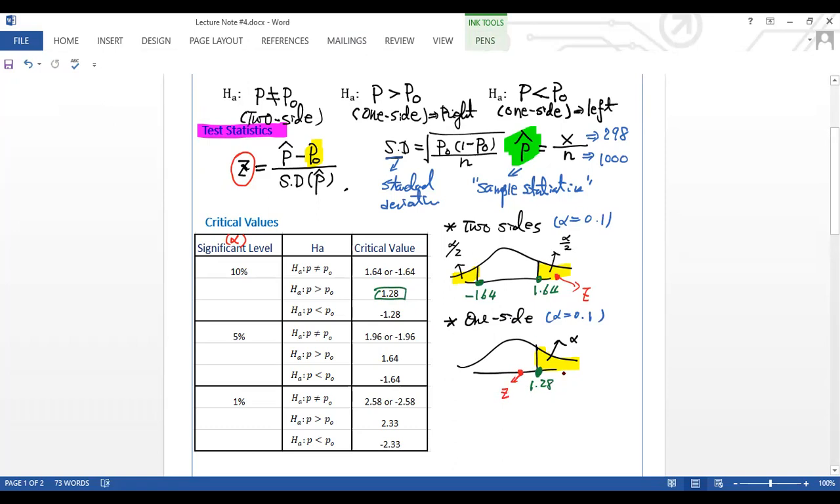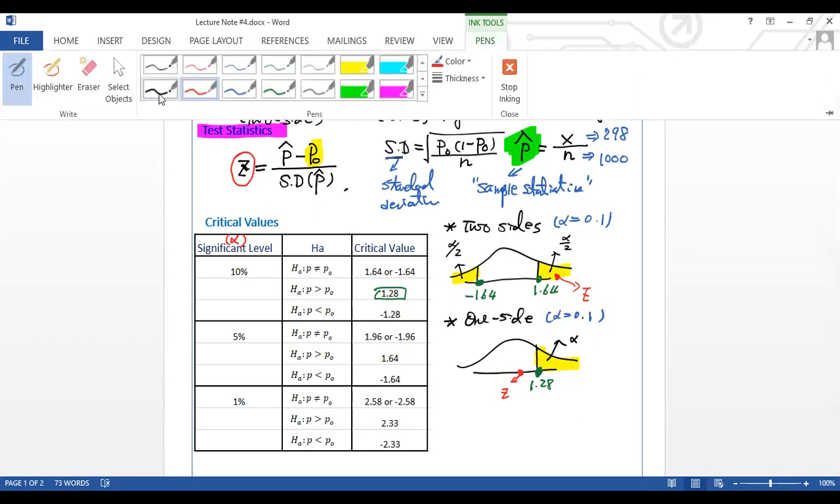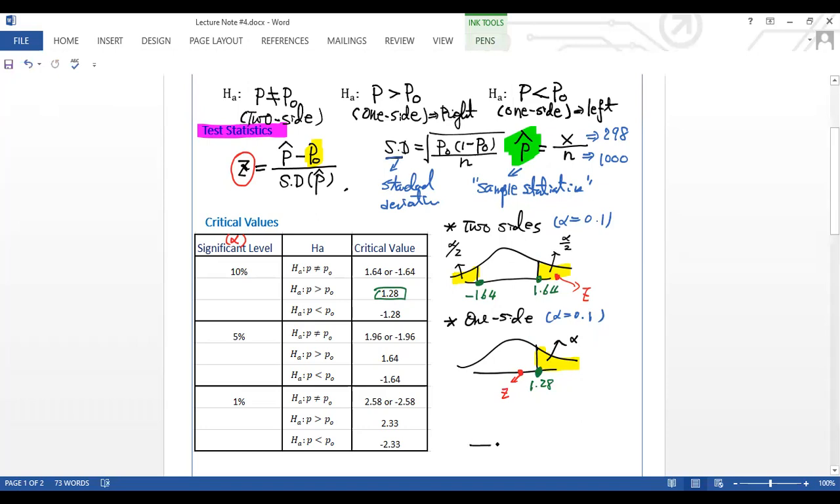In the same way, if you calculate z and here's your calculated z value, it's not inside the rejection region, the yellow area. So we fail to reject the null hypothesis. The same thing applies here. Let's take a look at the left-hand side, also one-sided.